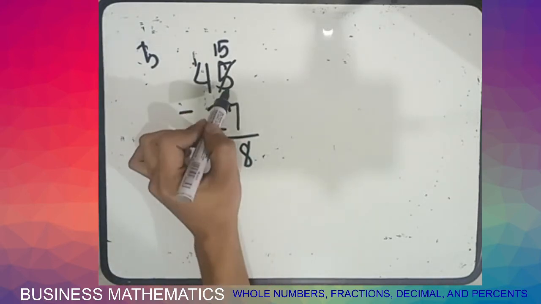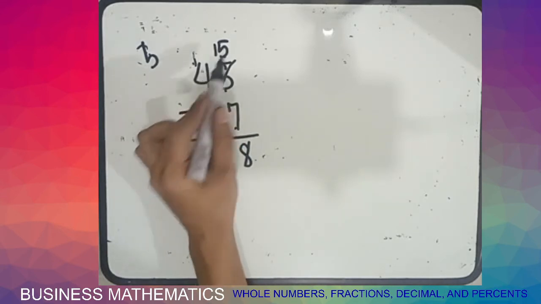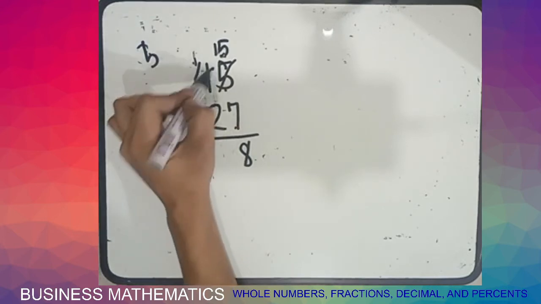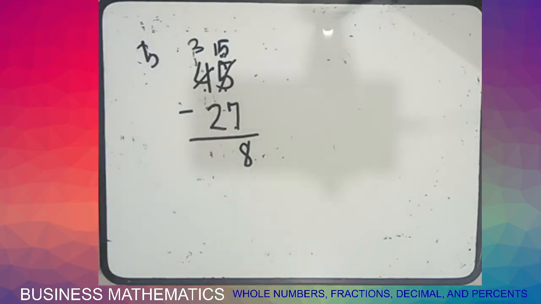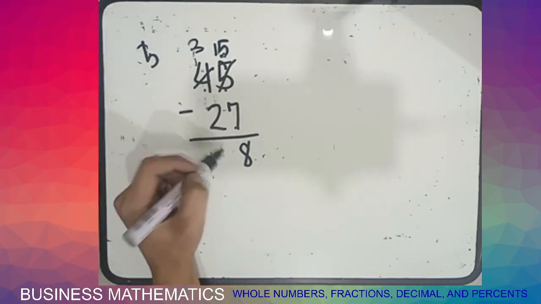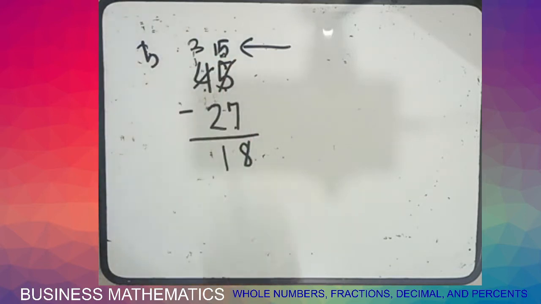Next, dahil pinalitan natin si 5, kasi si 5 is mas maliit sa 7, kaya naging 15, kumuha tayo ng 1 dito sa 4. Magiging 3 tayo, di ba? Dito tayo kumuha. So, yan. So, 3 minus 2 is 1. So, anong tawag dito sa taas? Yung sa 3 at saka sa 15.